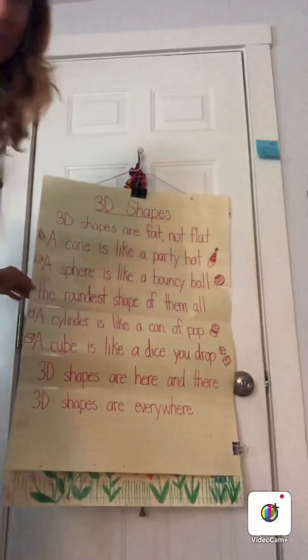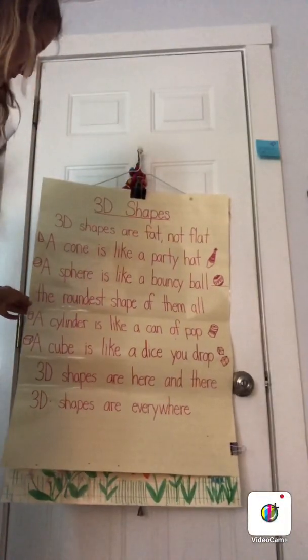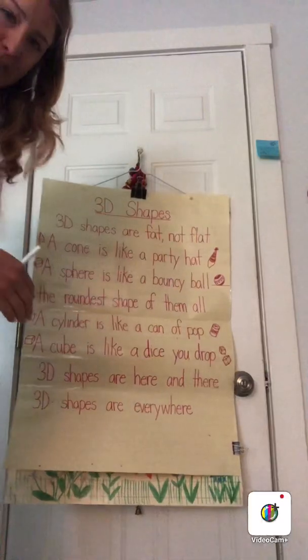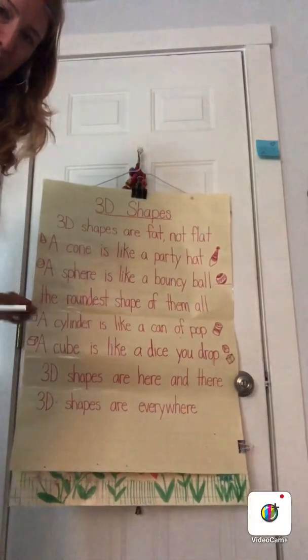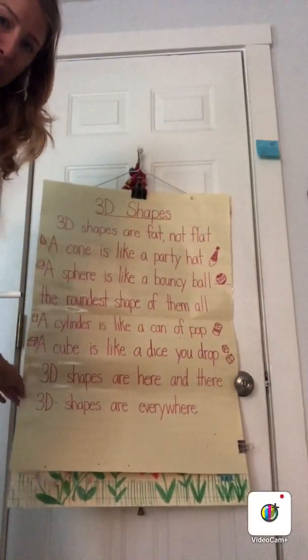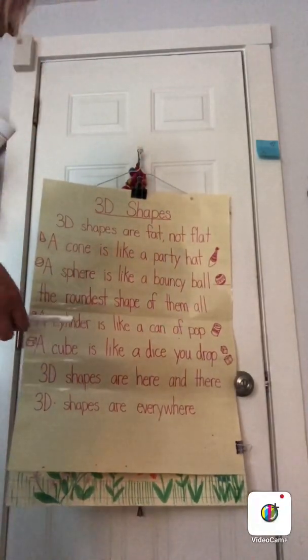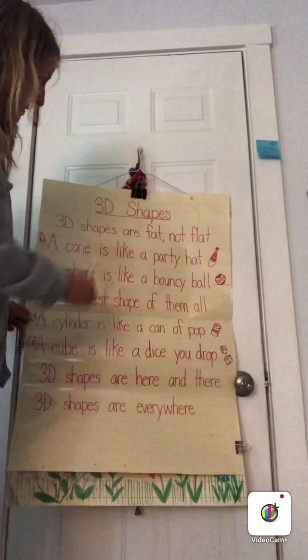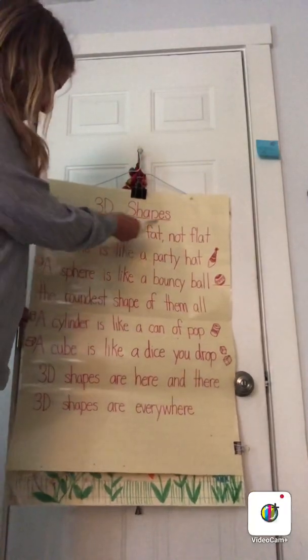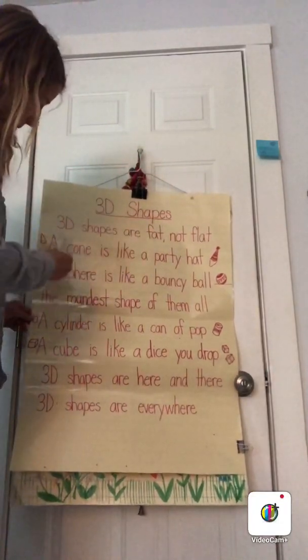All right, guys, I'm trying really hard to not have the glare from the window on our poem, so I hope you can see it okay. I'm kind of holding my body in front of it so that that shininess doesn't come out so you can't see the words. So this is called 3D shapes. And here's how it goes.